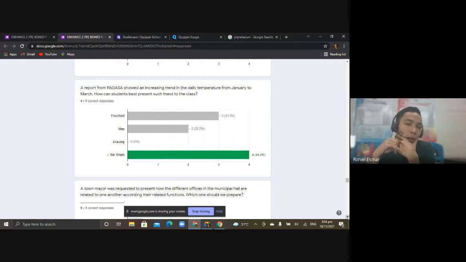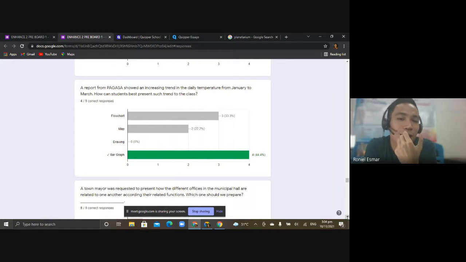ato nga mga months. So therefore, dili siya flowchart. No, wala siya nag-talk about steps or procedures. The first thing that you have to do, the next thing, the last. Ang map pod, makita ba nato sa map ang increase of temperature from January to March? Dili man no, it has to be nadyo'y dapat table nga buhaton or i-construct no para ma-compare the temperature level of these months. Next is drawing.